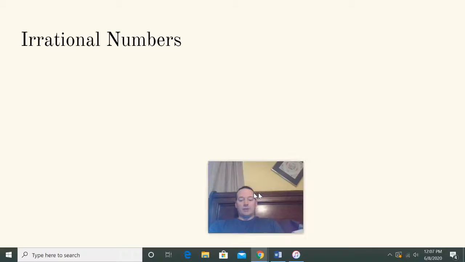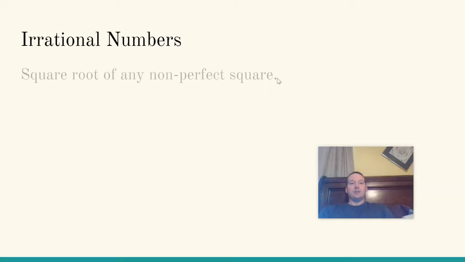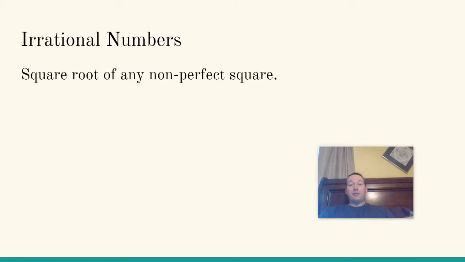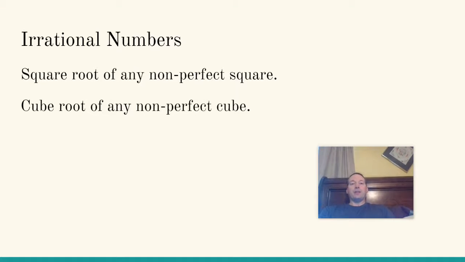All right, so let's look at what some irrational numbers are. An irrational number is the square root of any number that's not a perfect square. So 4 is a perfect square, so its square root is rational. Square root of 5, not rational, irrational. Square root of 10, irrational. Square root of 16 is 4, so that is rational. It can be the cube root of any non-perfect cube. So if you remember, 8 was 2 cubed, so that's rational. Cube root of 9, not rational. Cube root of 10, not rational.